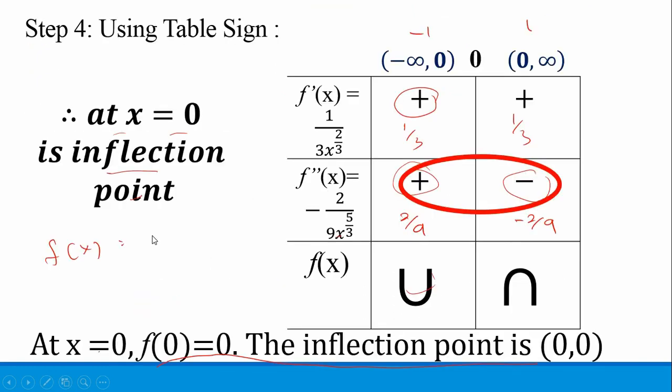Okay, you substitute, and you will get that it is equal to 0. So you get that the inflection point is (0, 0). If you want to sketch a graph, you don't have a maximum and you don't have a minimum. You don't have a critical point, either maximum or minimum. We only have the point of inflection. So this is what happened.